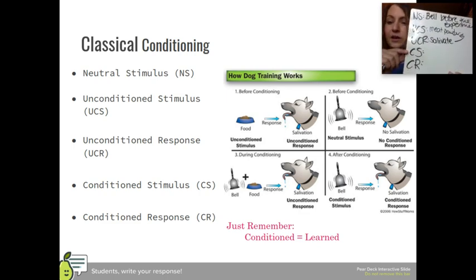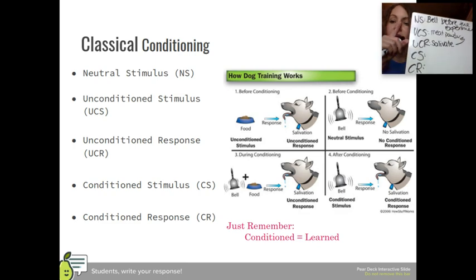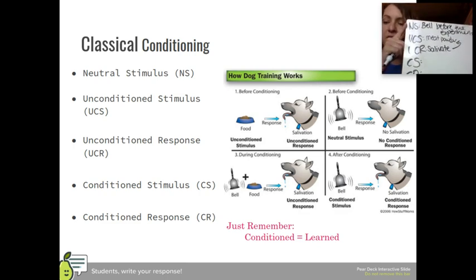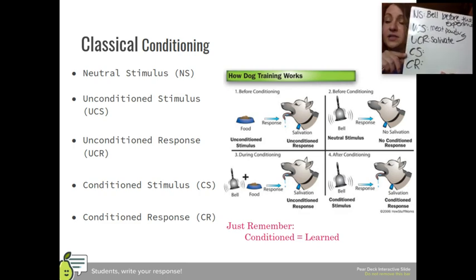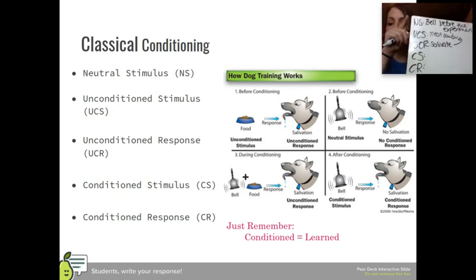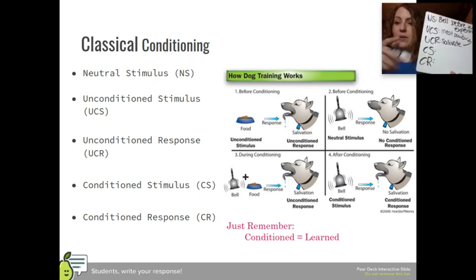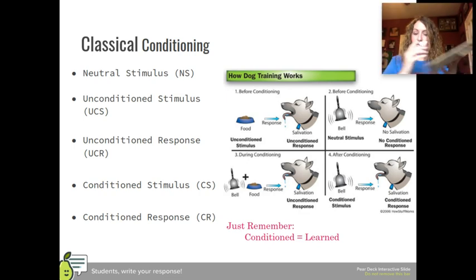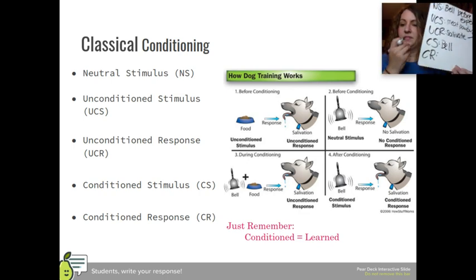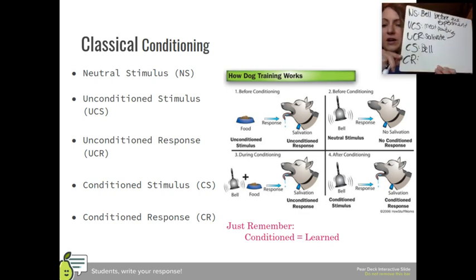Well, what's the learned thing? Here's the thing. The neutral stimulus becomes the conditioned stimulus after the experiment. So eventually, Pavlov is going to pair this neutral thing with the meat powder, and eventually the bell becomes this learned thing. I learned that the bell means meat powder is coming. So the bell is the conditioned stimulus, and then the conditioned response.